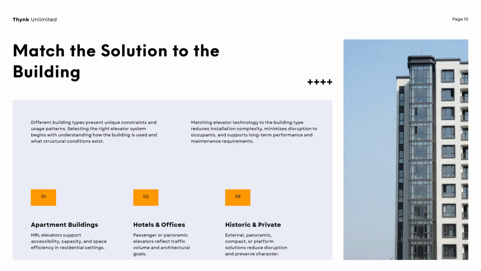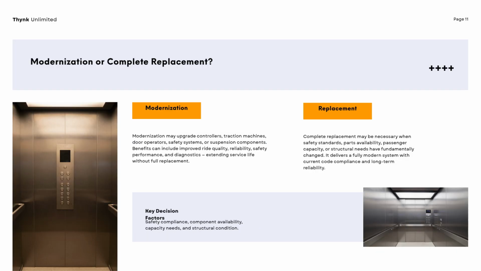7. Different buildings need different solutions. The best solution also depends on the building type. For apartment buildings, MRL elevators are often considered because accessibility, passenger capacity, and space efficiency are important. For hotels, passenger elevators or panoramic elevators may be suitable, depending on traffic volume and architectural goals. For office buildings, traction and MRL systems can provide a good balance between efficiency and passenger performance.